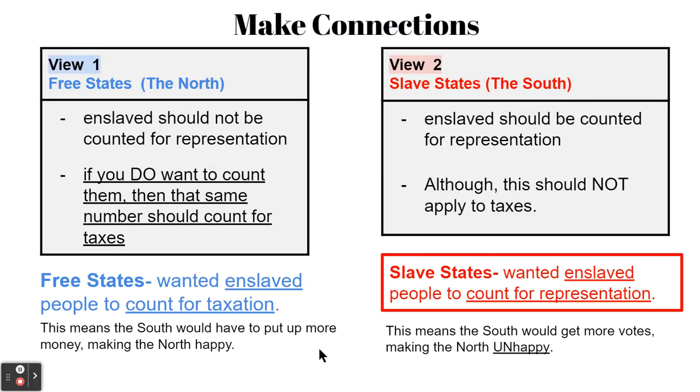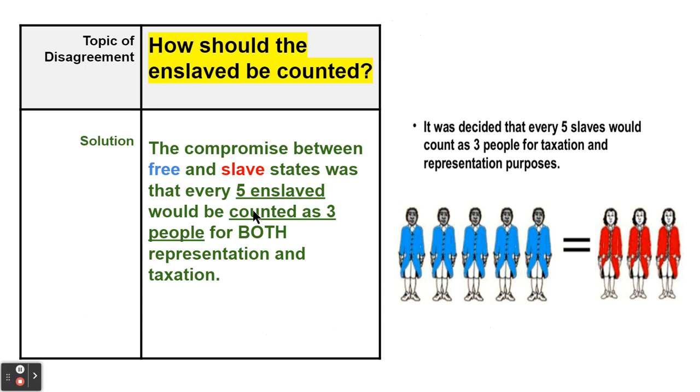We've made the connections of the opposing viewpoints going on during this debate, we're ready to talk about how they came to a compromise or a solution. So, with the Great Compromise, we had the smaller states or the less populated states creating compromise with the larger states or the highly populated states. And that's how they came to a solution. Something similar is happening here, except it's between the free states and the slave states. So let's take a look at the solution.